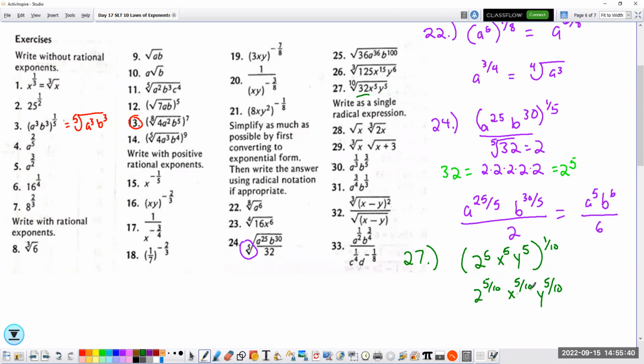So this is really 2 to the 1/2, x to the 1/2, y to the 1/2. 1/2 power is like a square root. Okay, again, because it's like 2 to the 1/2, x to the 1/2, y to the 1/2, it can become the square root of 2xy.